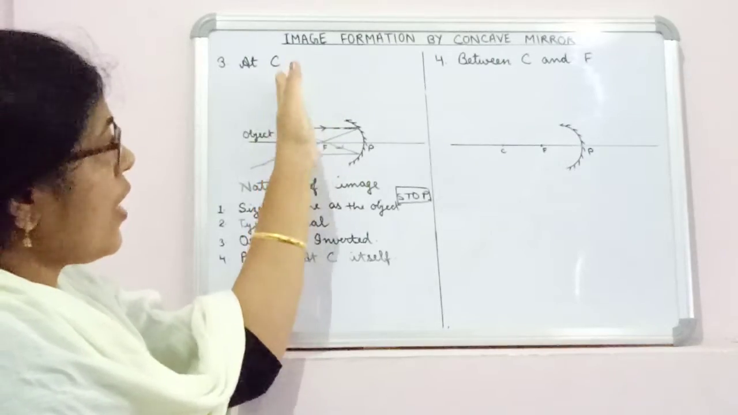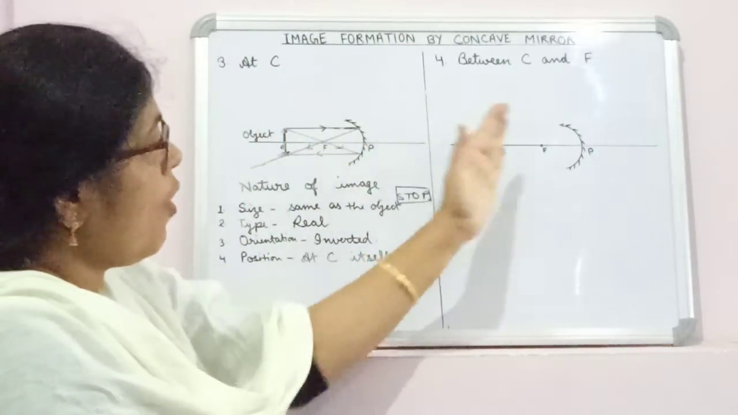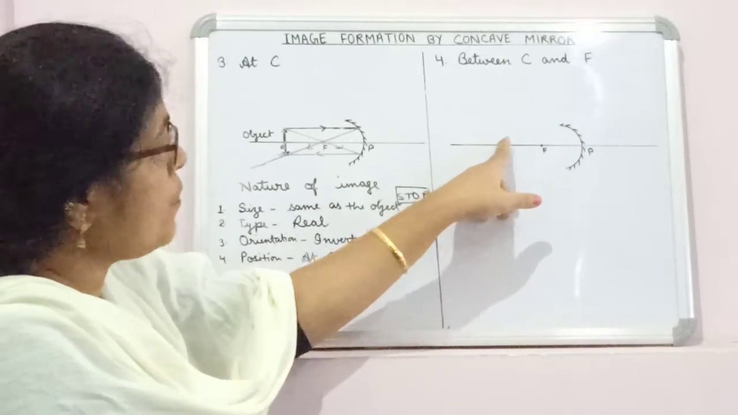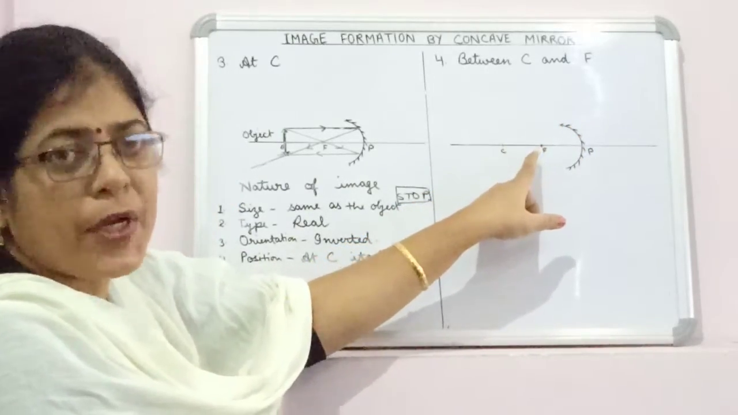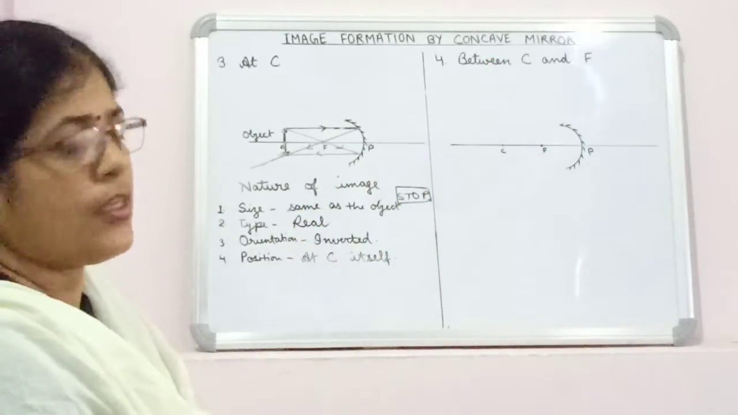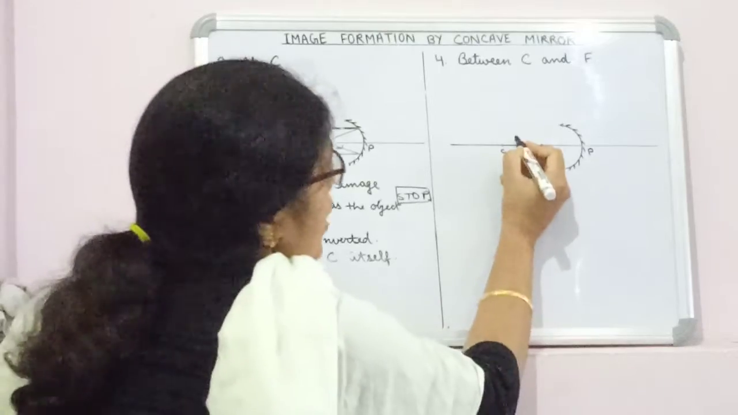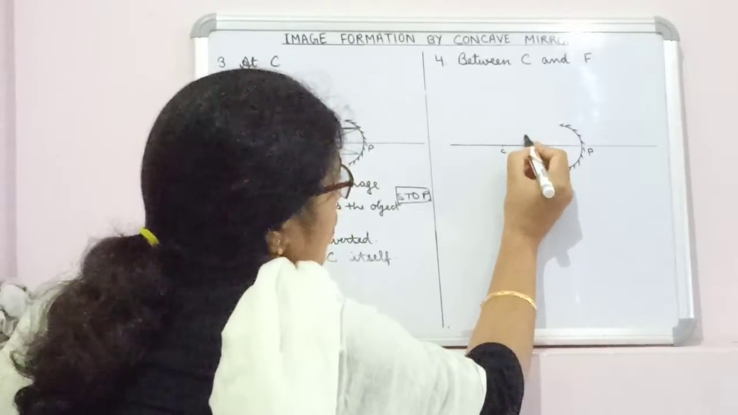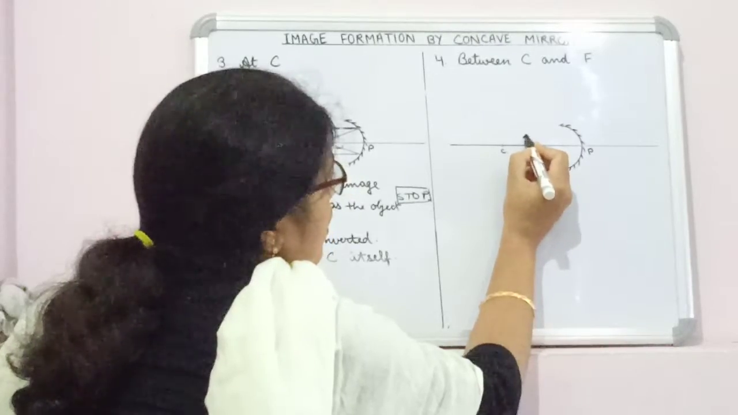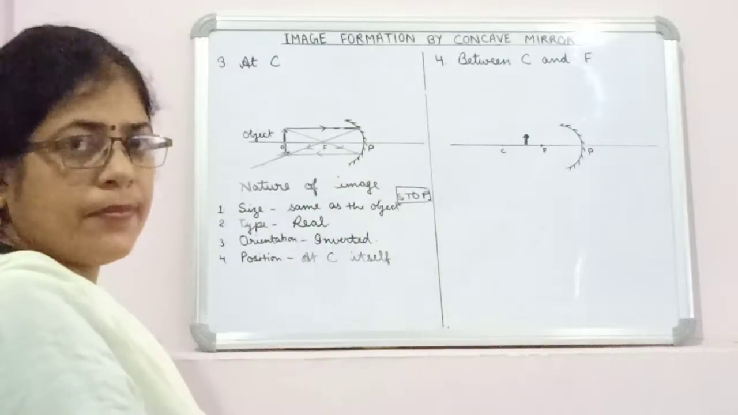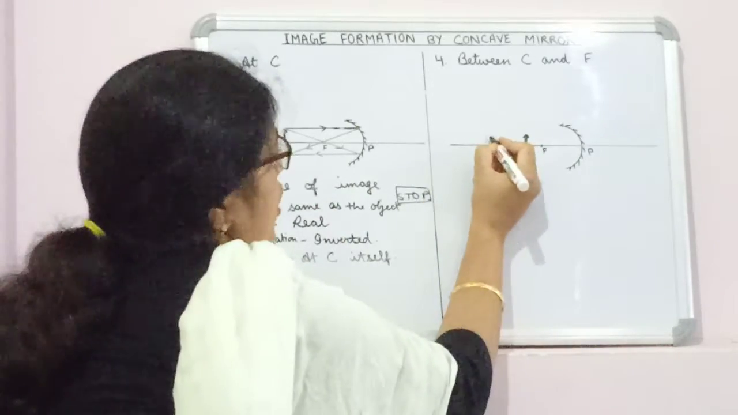Now we are going to shift the object further towards the mirror, and from C, in the fourth case, the object is kept between the center of curvature and the focus. So now we are going to keep our object somewhere between the center of curvature and the focus. This is an object.